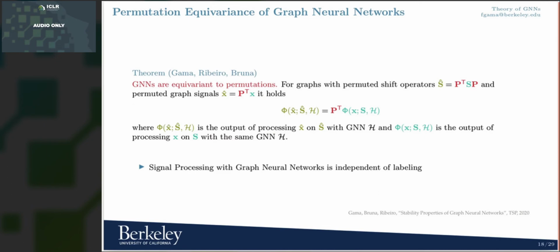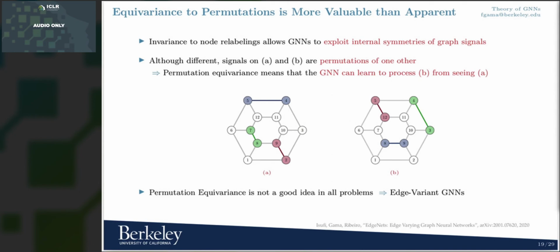Essentially, this means that signal processing with graph neural networks is independent of labeling. Now, permutation equivariance is fairly straightforward and kind of expected. It is just the proof that if the ordering of the nodes changes, an ordering that we chose arbitrarily when we decide to describe the graph by a matrix, then the output of the GNNs changes correspondingly.